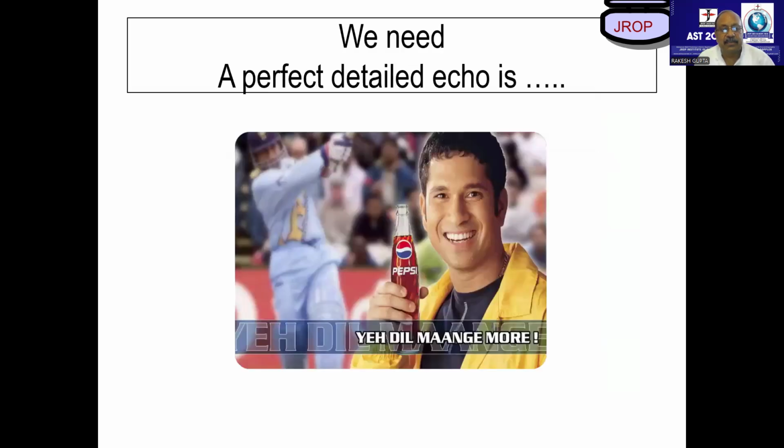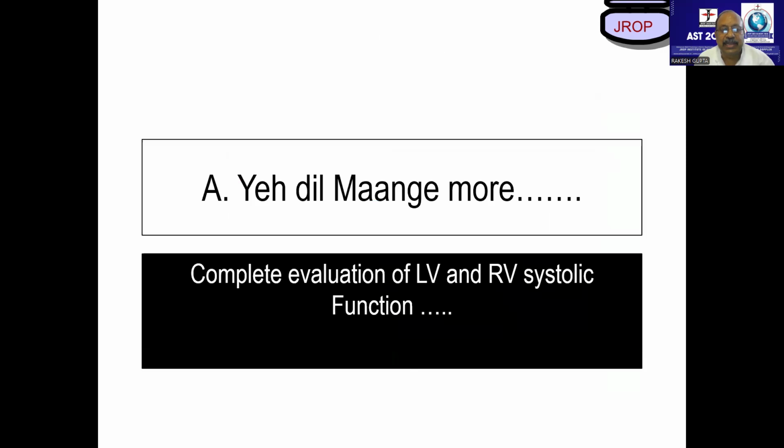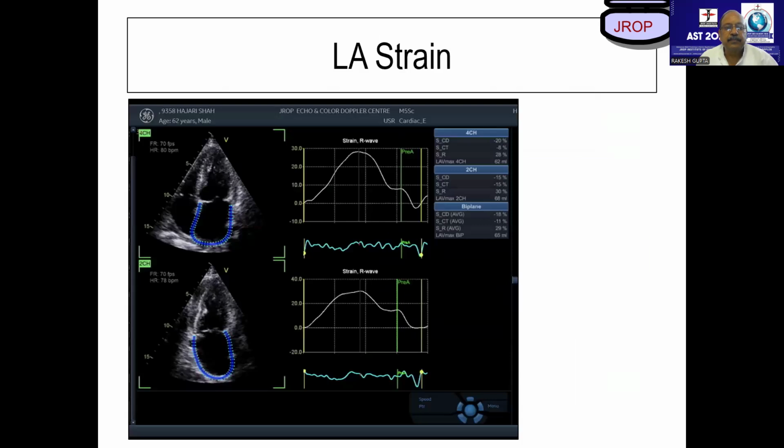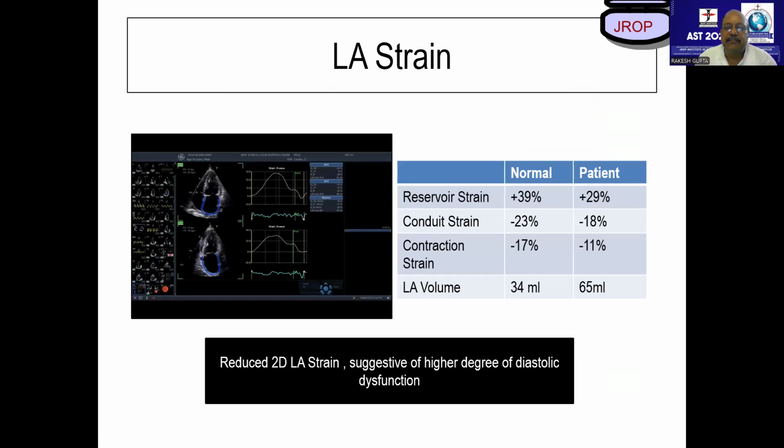So we went further and we looked at his LV function and LA strain patterns. Now this is the LA strain pattern for this patient, which shows LA volume index is 65 and reservoir strain is only 29. So average reservoir strain should be 25 to 30. It's just on a borderline. Higher values 39, this is 29, and volume is 34, here is 65 ml. So he belongs to at least a higher degree of diastolic dysfunction, maybe more than grade 2 diastolic dysfunction.